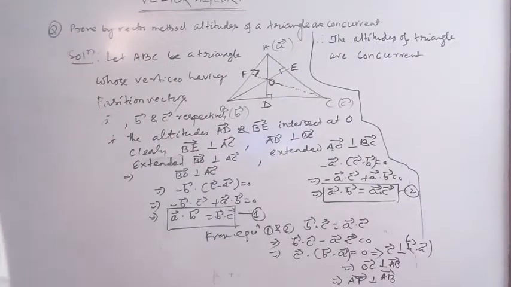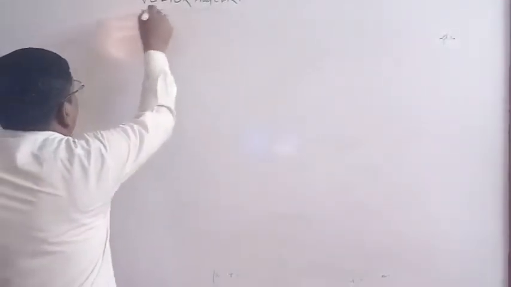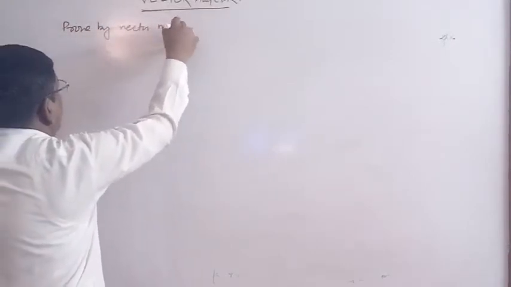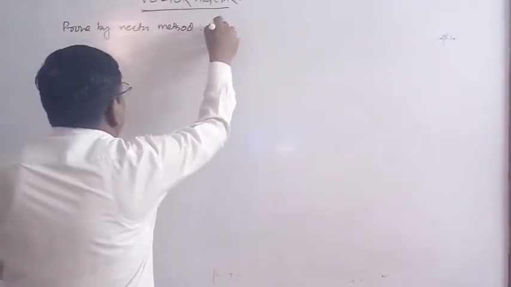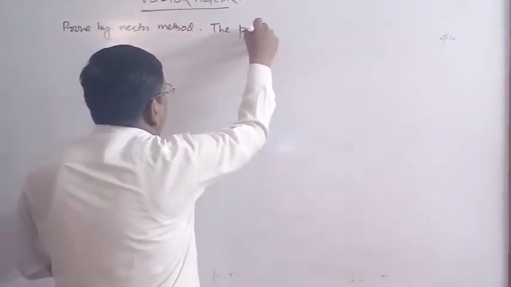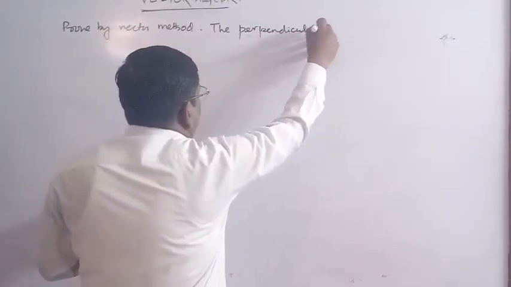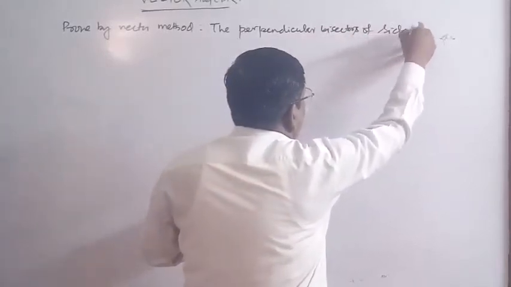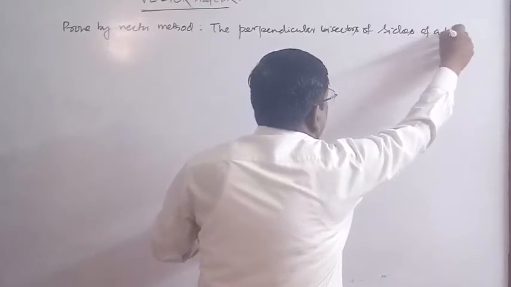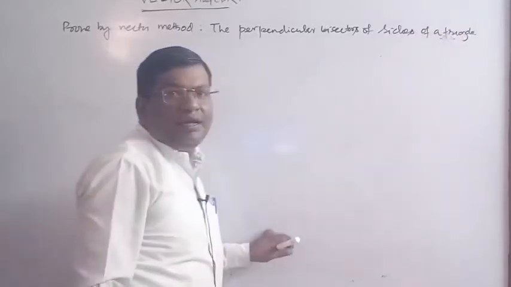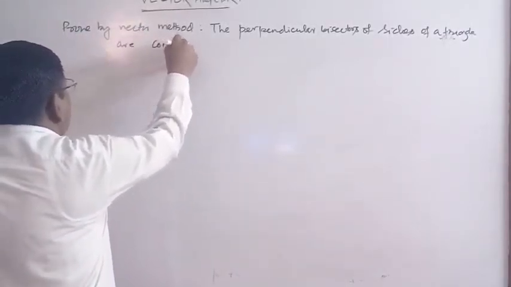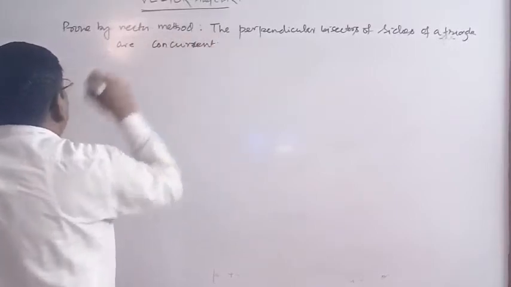Now another question. Prove by vector method that the perpendicular bisectors of the sides of a triangle are concurrent. Okay, this is the question.